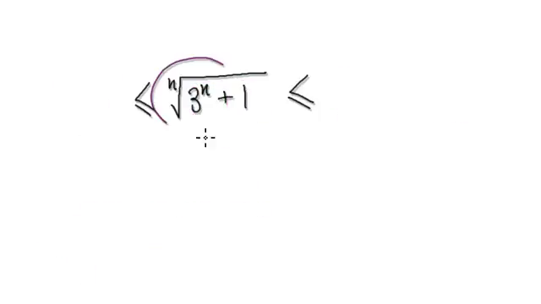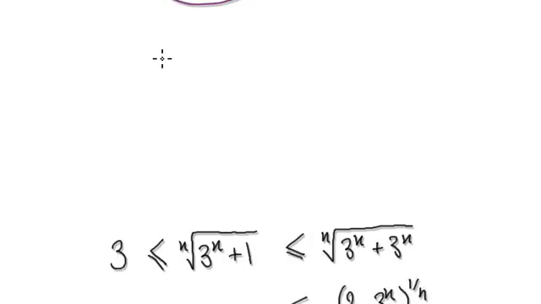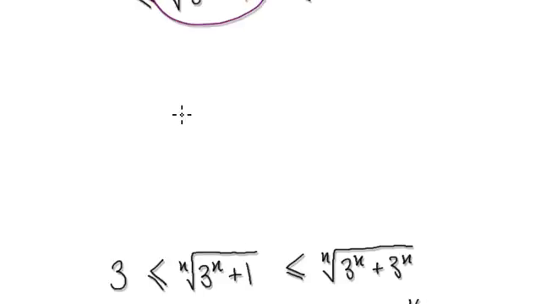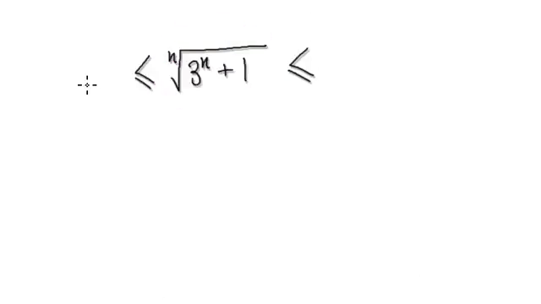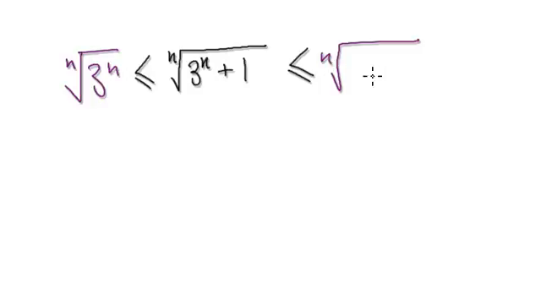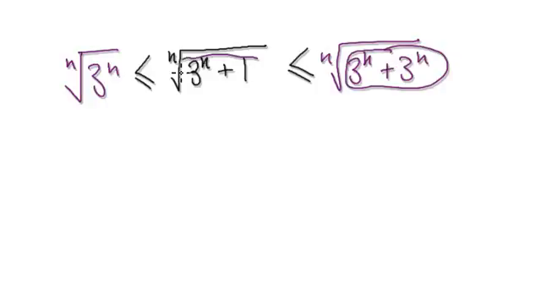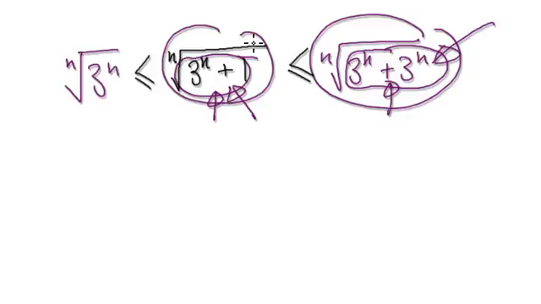So you can trap it in between two things. This would be 3 to the n, taking the nth root, and then this thing here will be the nth root of 3 to the power of n plus 3 to the power of n. Because if you compare this bubble with this bubble here, it will always be bigger or equal to this one. So the overall thing must be bigger than this.